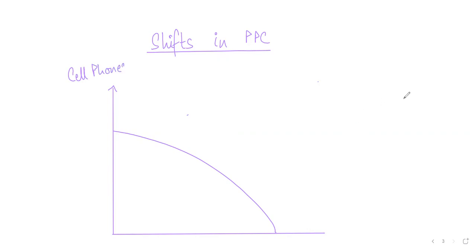What other factors do you think will positively affect a country's production potential and therefore will cause a rightward shift in PPC? Can you think of any examples? Just give me a second. Right, yeah. Improvement in technology.